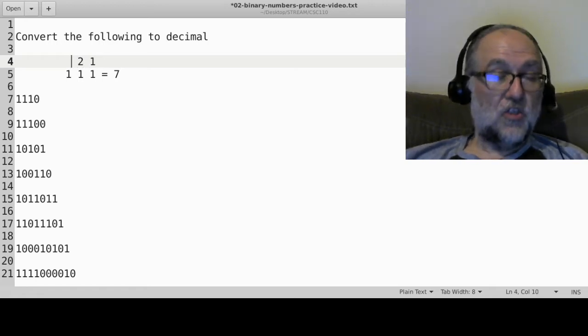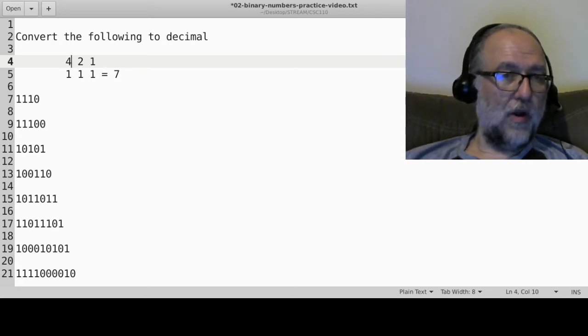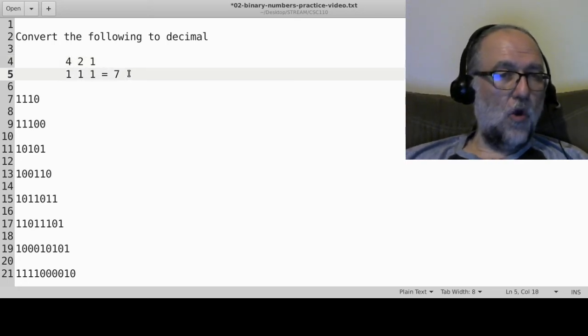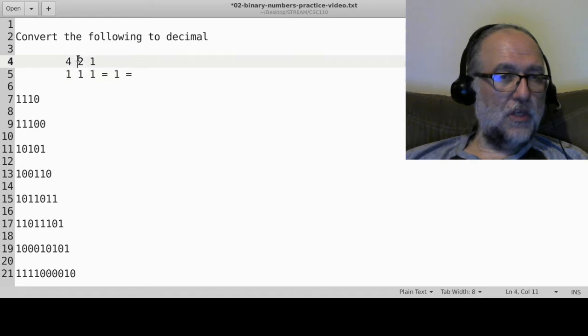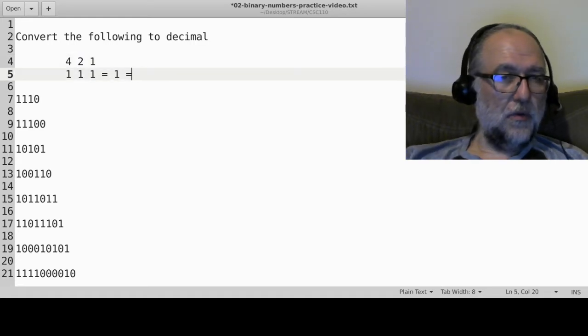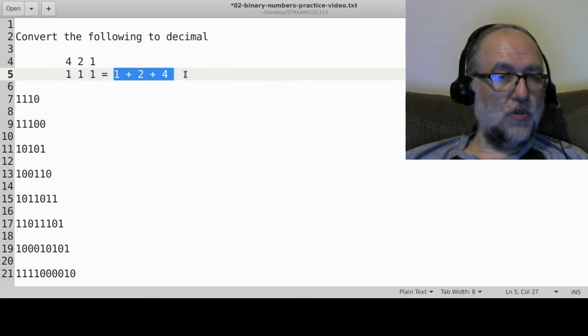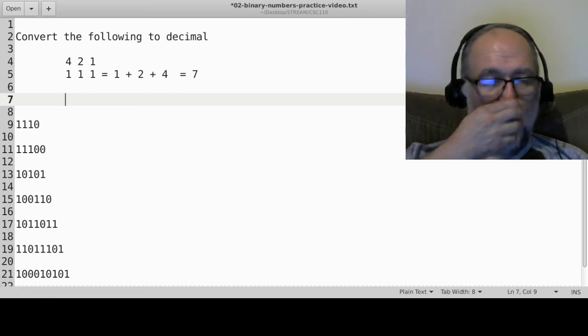And this column over here, that's the twos column. And the next one is two twos, which is 2 times 2 or 4. That's the fours column. And so what 111 basically says is, because you have a 1 in the 1 position, you have 1. Because you have a 1 in the 2 position, you have a 2. And because you have a 1 in the 4 position, you also have a 4. And if you add 1 plus 2 plus 4, you're going to get 7. Okay, and so that's how that works.